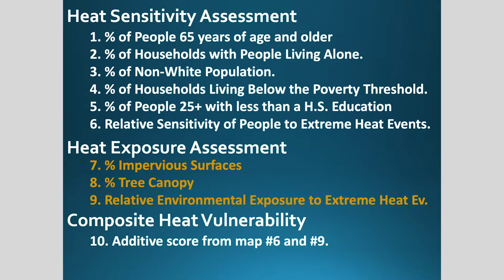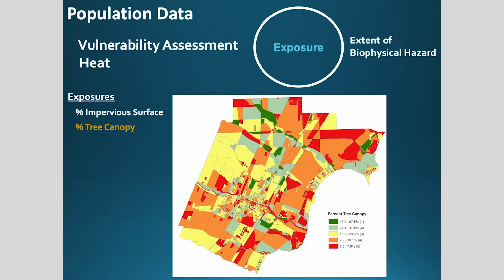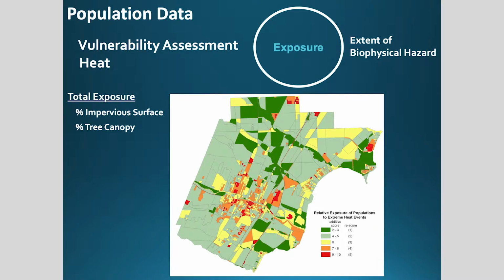Then we move on to the heat exposure part of the analysis, and there are two components here which don't come from the census but will plug into the census here at the end. It's the percent impervious surfaces and the percent tree canopy, and those two added together will be the relative environmental exposure. And here's a map of that with this per census block. And this is the impervious surface and the tree canopy. And then the total exposure are those two individual items added together.